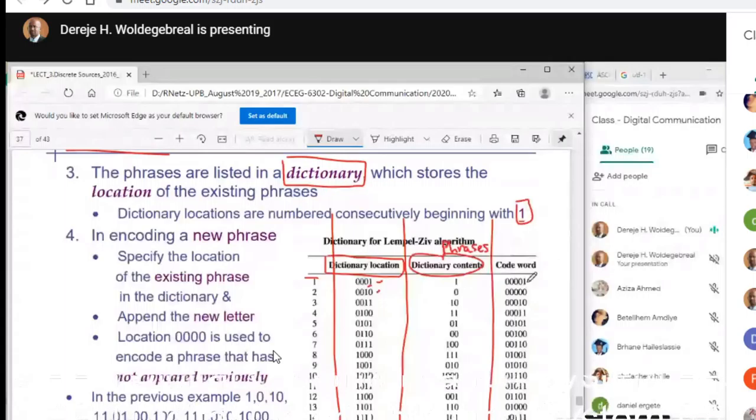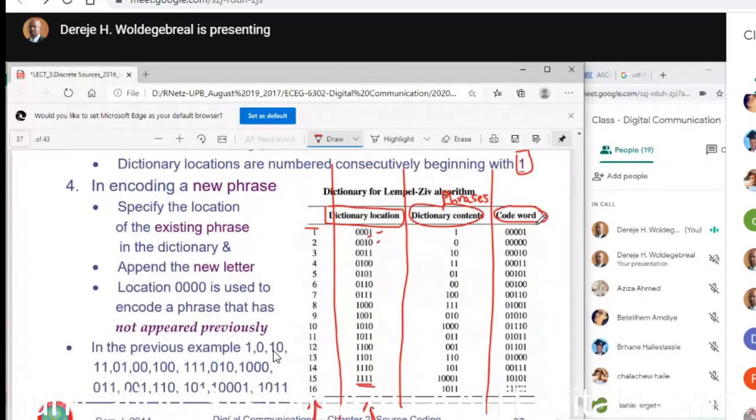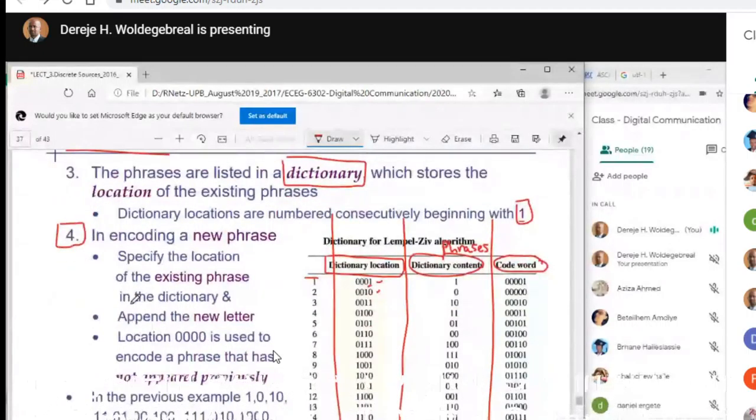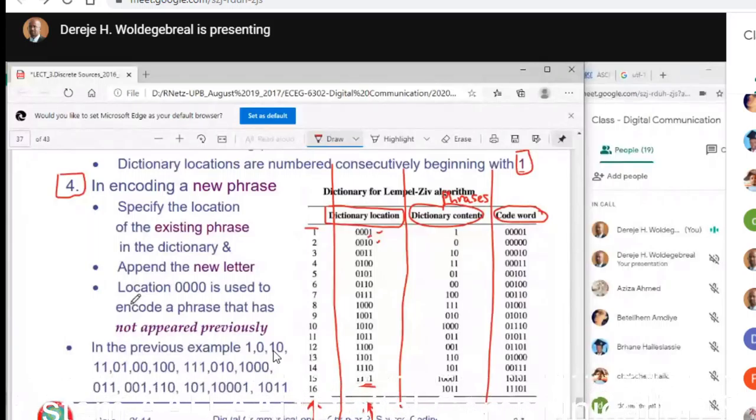Okay, so now the next step would be to create code words corresponding to the phrases. These phrases of variable lengths would be assigned a code word, and that's actually the encoding process. Now, how are code words generated from the phrases? Step number 4 indicates the rule on how a code word is generated from an existing phrase. So in general, a code word is generated based on the dictionary location of an existing phrase, or the code word assigned to a new phrase is based on the dictionary location of an existing phrase.